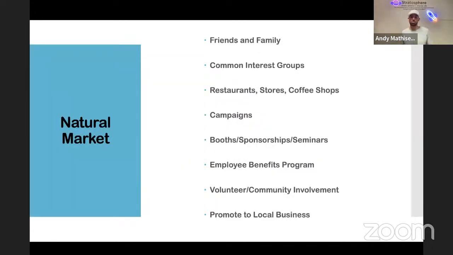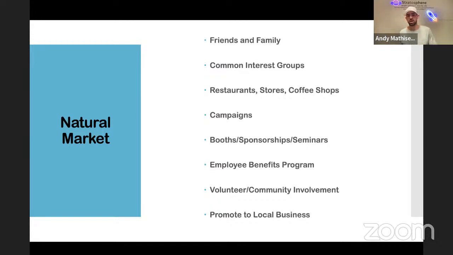Let's go into each one in detail here. Your natural market, I talked about a little bit: your friends, your family. You have common interest groups. I like to go bowling. Maybe I have a bowling league. That's another good opportunity there. Whatever league you're in, whatever fantasy football you have going on, we're working on our common interest groups, okay?